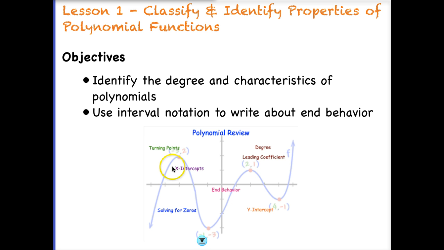So here are some things that we're going to be looking at in this lesson and then in future lessons. We're going to be looking at turning points. Eventually we're going to be looking at our x-intercepts, and solving for our y-intercepts. We're going to be looking at degrees, leading coefficients, and then our end behavior. What is this end doing? What is that end doing?